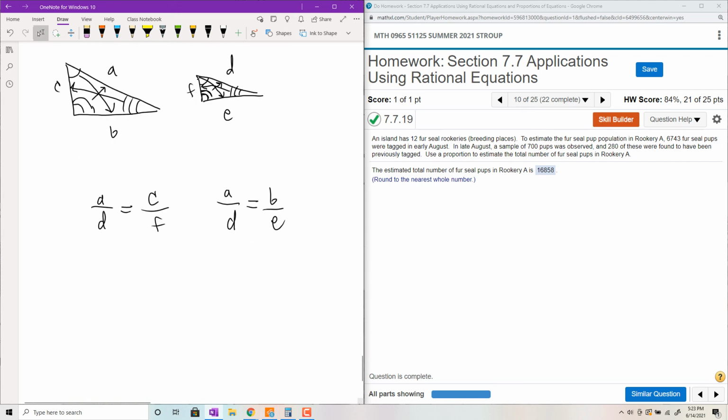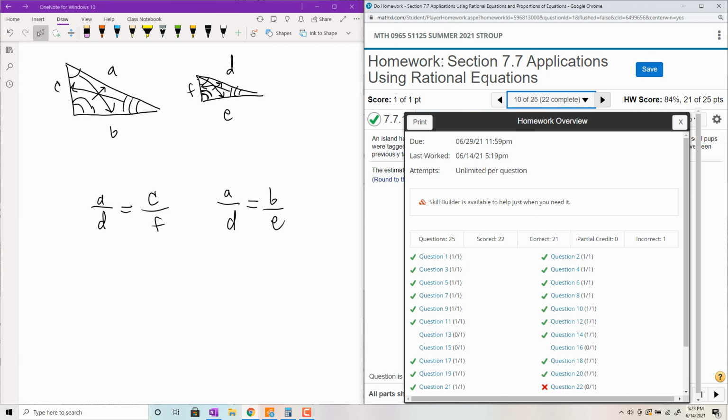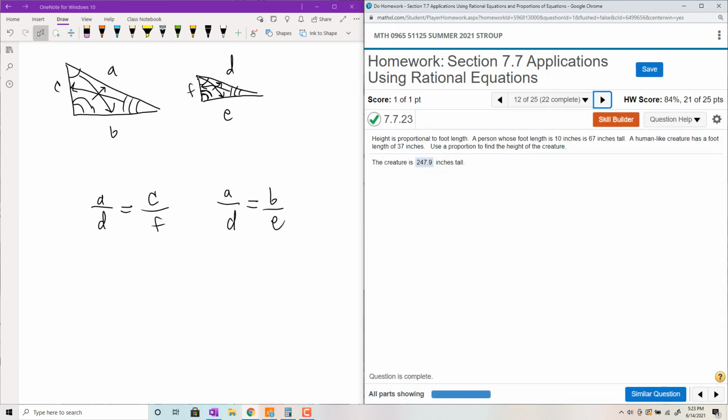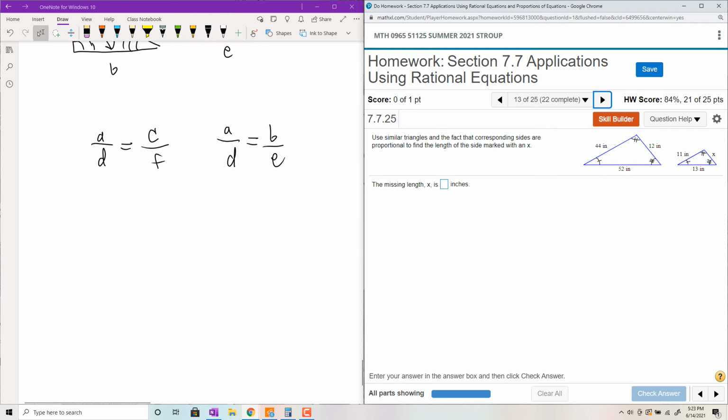Okay, so let's try this one in some of the exercises here. If I can find one. There's one. And there's more than one way to do these, and as you go through the exercise and the homework, you'll sort of see that. Anyways, we have 44, 52, 12.